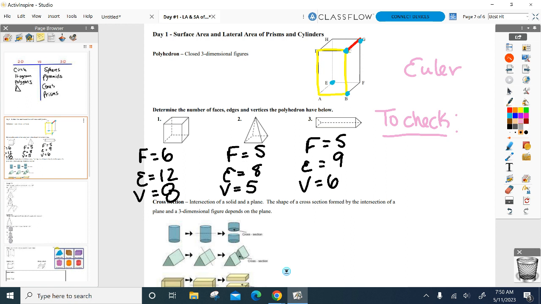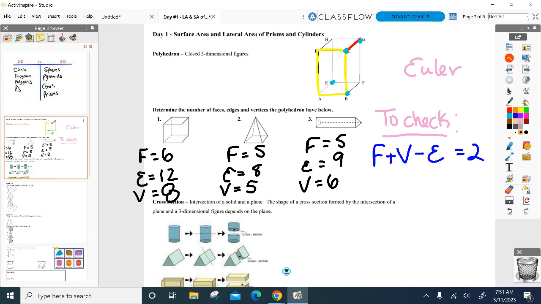And here's the pattern to check if you have the right number of faces, edges, and vertices. Faces plus vertices: if you add the faces and vertices together, and then subtract out the number of edges, it always, it doesn't matter what the figure is, always will equal 2. Try it out on one of them that we just did. Faces plus vertices minus edges always equals 2.